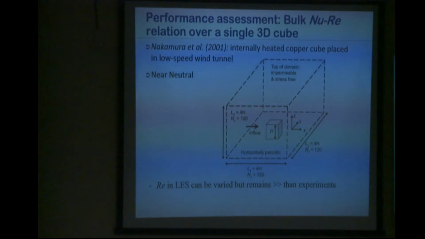So we did all that in the LES, and we first started comparing to wind tunnel and observations. The first thing we did is compare to the wind tunnel from Nakamura. They had an internally heated copper cube placed in a low-speed wind tunnel. It was near neutral, so the temperature was like a passive scalar. And we did a large eddy simulation of this case, but at a larger Reynolds number, more of a real-world Reynolds number than what they did. So it was much higher than their experiments.